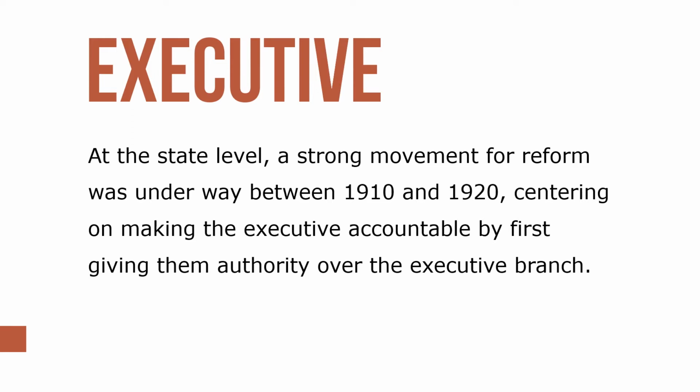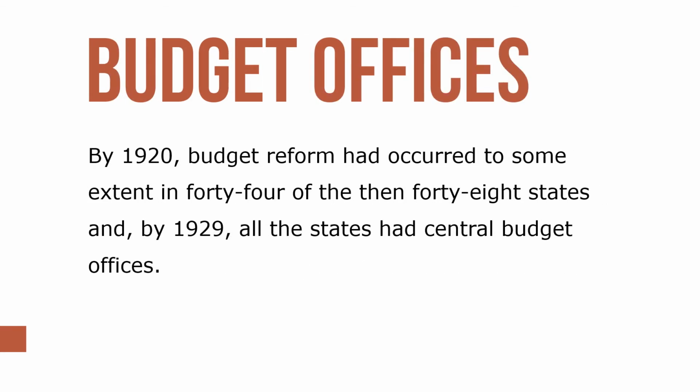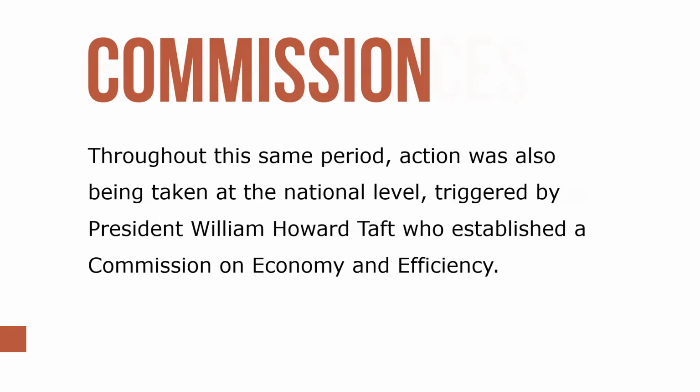At the state level, a strong movement for reform was underway between 1910 and 1920, centering on making the executive accountable by first giving them the authority over the executive branch. By 1920, budget reform had occurred to some extent in 44 of the then 48 states, and by 1929, all states had centralized budget offices.